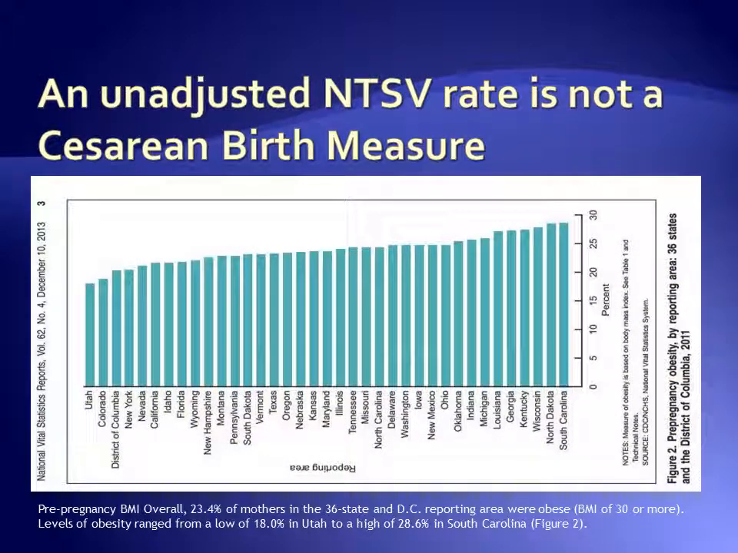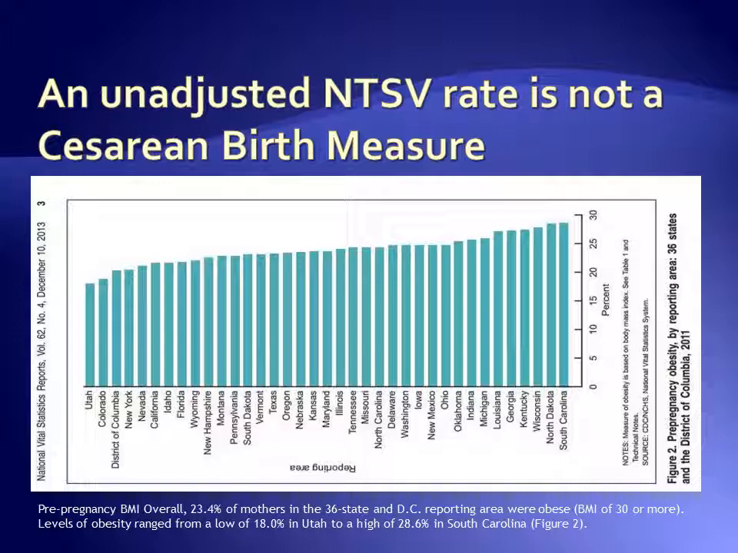I have shown you that maternal age has a significant effect on outcome. But what about the other 5 physical characteristics identified by Dr. Chen's group? This is a bar graph of the percentage of pregnant patients that were obese by state in 2011, and note that not every state is represented. The low is 18% in Utah, and the high is 28.6% in South Carolina.